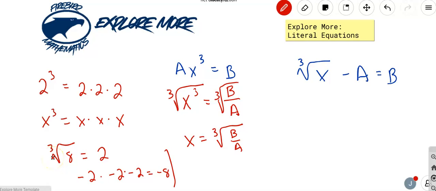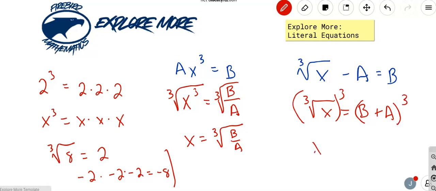Okay, so then our last one over here, we would solve this like normal. I have a cube root already, so I would start by adding a to both sides. So this would be b plus a. And then to get rid of a cube root, the inverse operation is cubing. And so I would raise both sides to the third power. The left side would just be x, and the right side would be b plus a to the third power. And we would just leave it like that. We don't need to FOIL or distribute that.